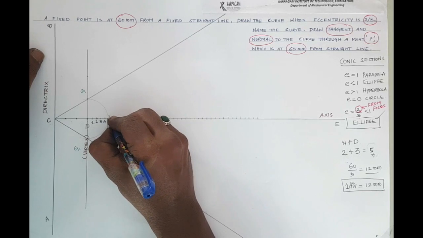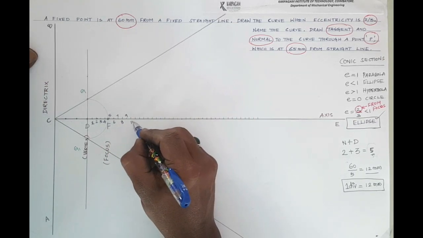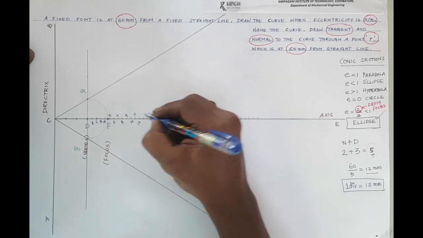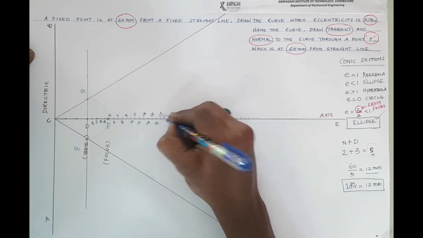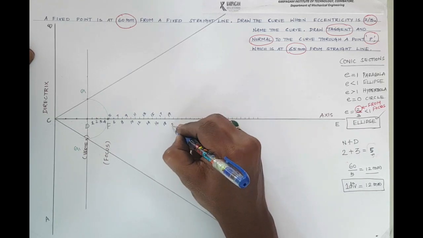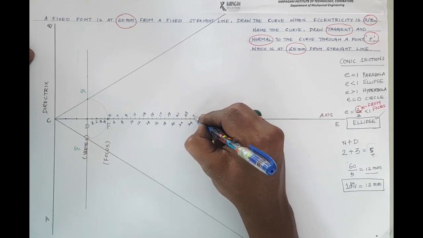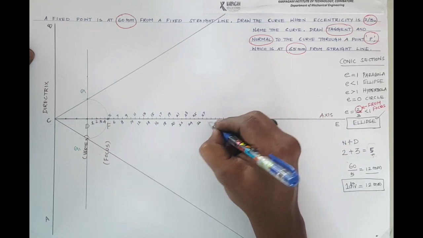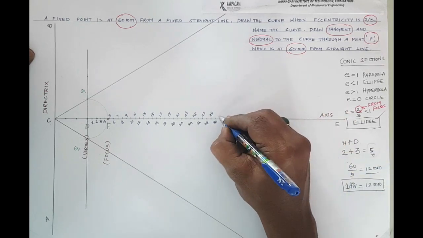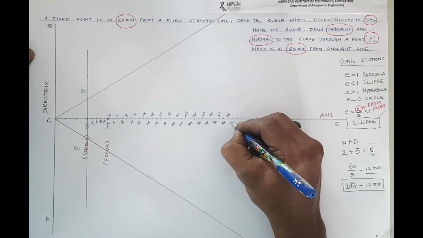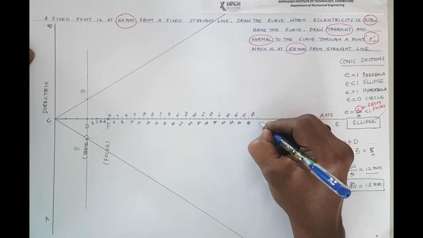Next one is 4, and this is 5, 6, 7, 8, 9, 10, 11, 12, 13, 14, 15, 16, 17, 18, 19, 20, 21, 22, 23, 24, 25, 26, 27, 28, 29, 30, 31, 32, 33, 34, 35, 36, 37, 38, 39, 40.